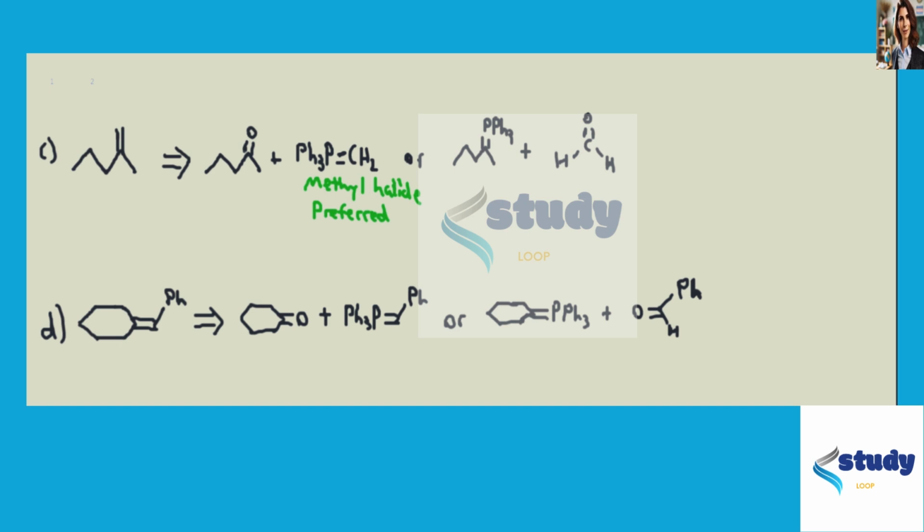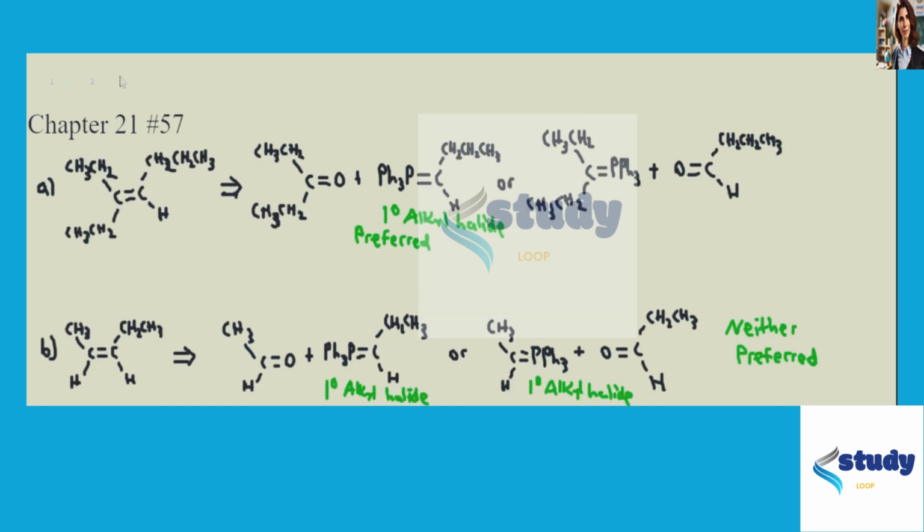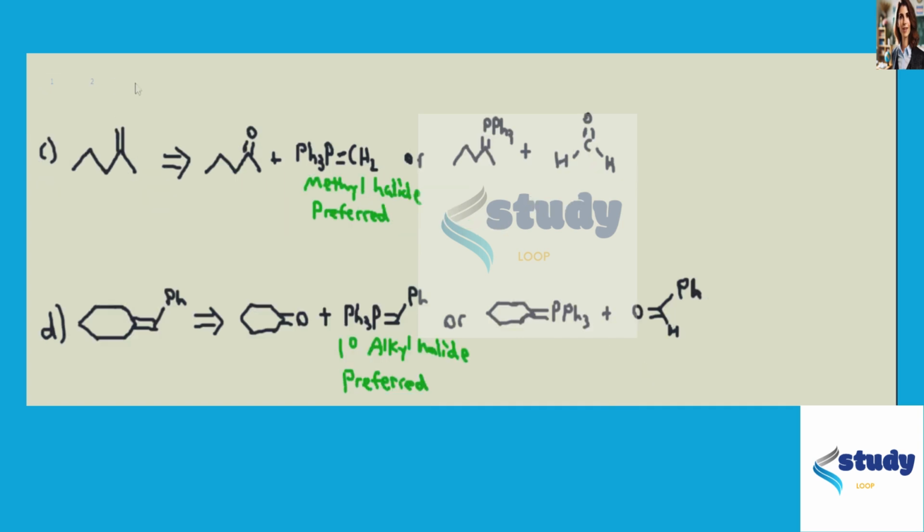Okay, and so in this case, this would be a primary alkyl halide. The other pathway, we would be using a secondary alkyl halide, and so the primary alkyl halide is going to be the preferred pathway. So for part B, either pathway is fine. For the other three parts of this problem, it's always the first pathway that I've drawn. That's the preferred pathway.